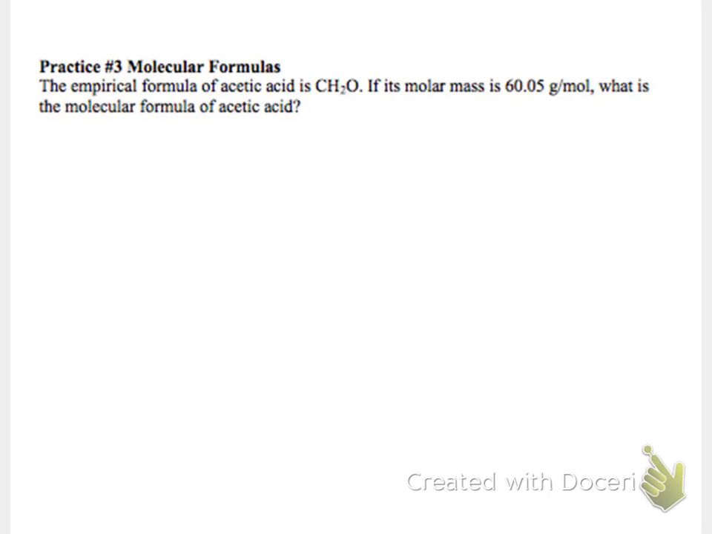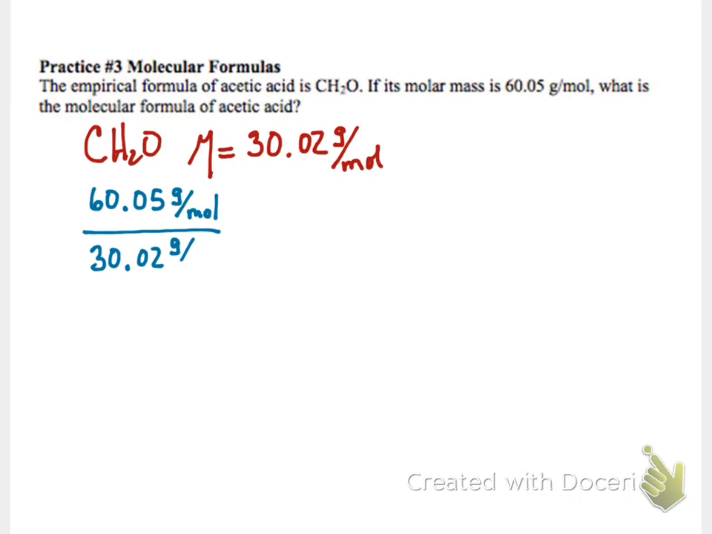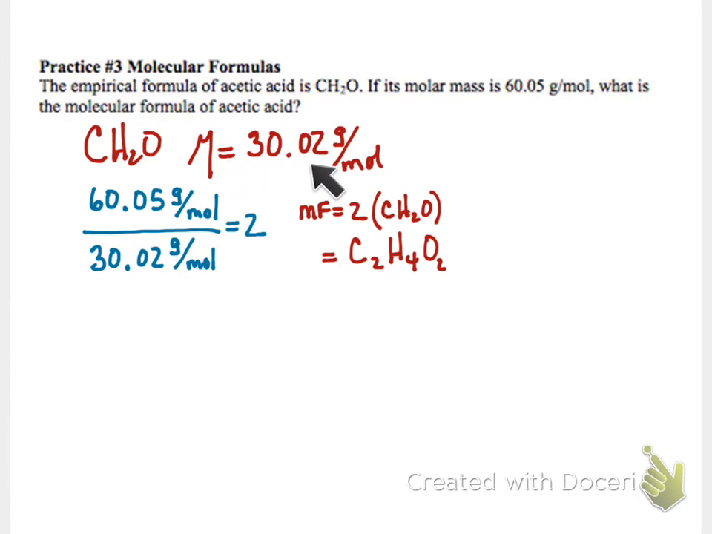Okay, last one. Here, again, we're given the empirical formula. It is CH2O, so we've already done all of the empirical formula work, and its molar mass is 60.05. What's the molecular formula? So the empirical formula has a molar mass of 30.02. How does this compare to 60.05, which is the molecular formula? Divide 60.05 by 30.02, and we see that the factor is 2.